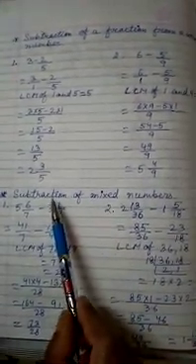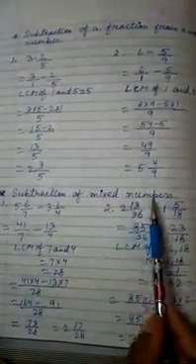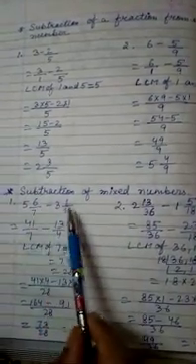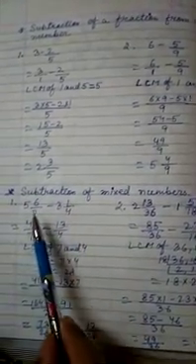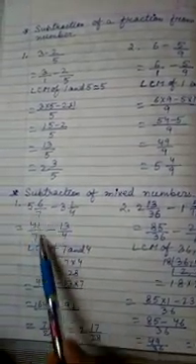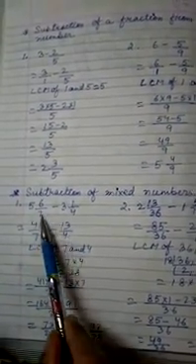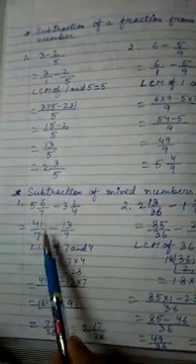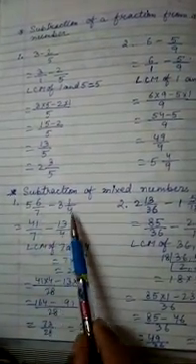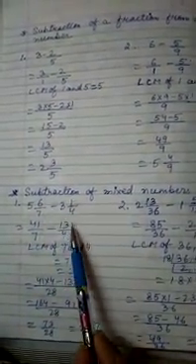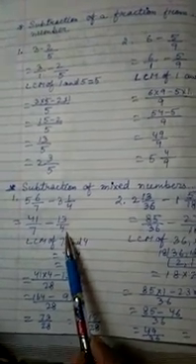Now we'll study subtraction of mixed numbers. Two mixed numbers are there. First, each mixed number will be converted into an improper fraction. 7 fives are 35 plus 6, 41 by 7, minus 4 threes are 12 plus 1, 13 by 4.